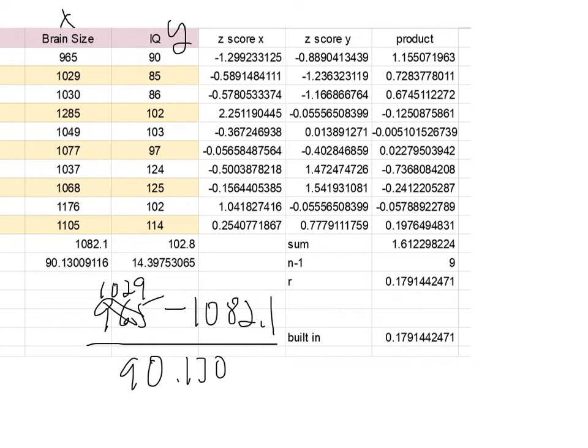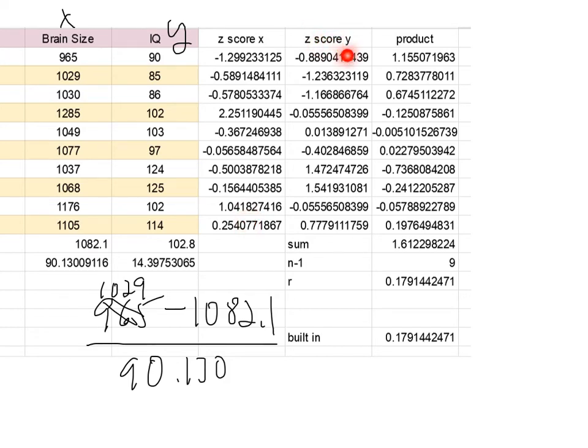You do that same process. Find the difference, divide it by the standard deviation. Then I'm going to do the same thing with the 1030. 1030 goes there, subtract the mean, divide by the standard deviation. And you do that for each of these x values. Okay, and that's where I filled in that column.